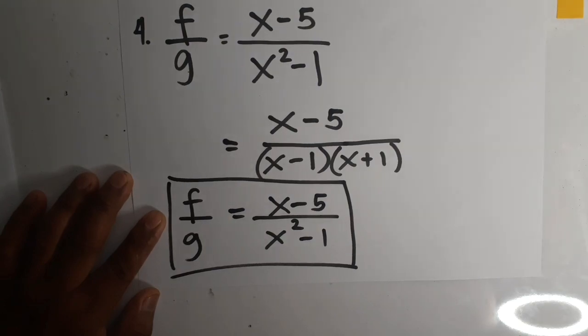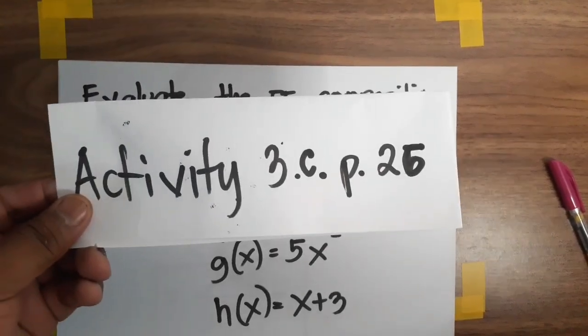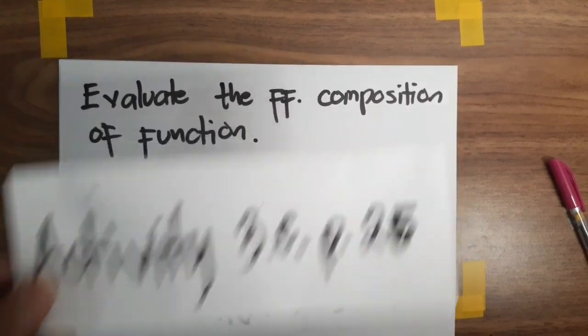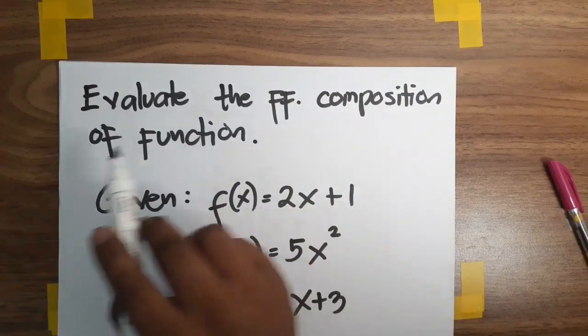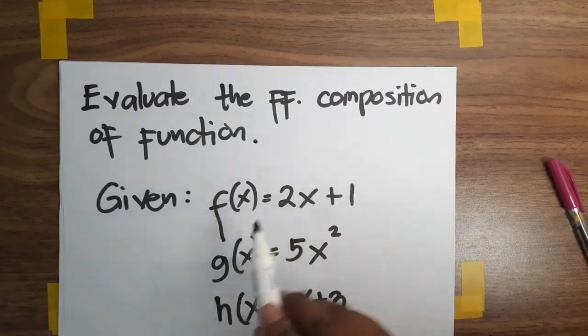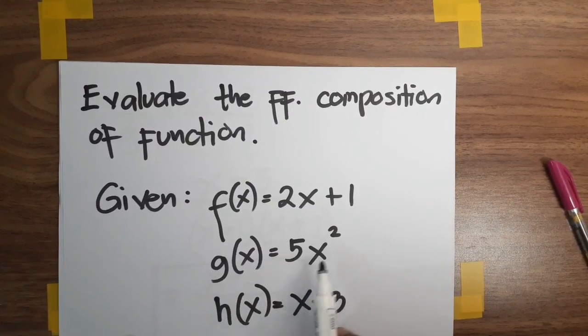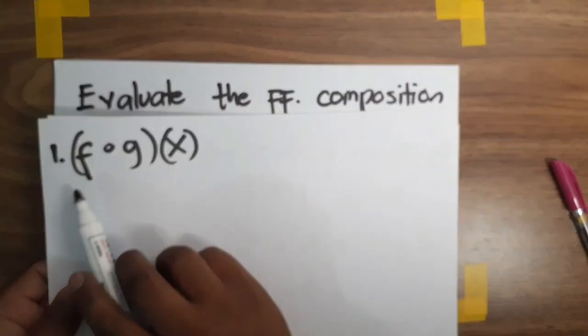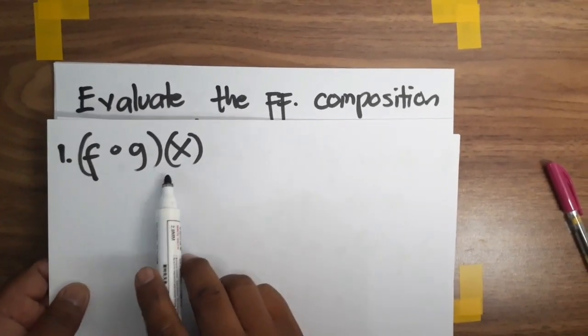So this time, how to evaluate composition of functions. So activity 3.c, page 26. So evaluate the following composition of functions. Given your f is 2x plus 1, your g is 5x squared, and your h is x plus 3. So, for example, number 1, the f of g times f of g of x.